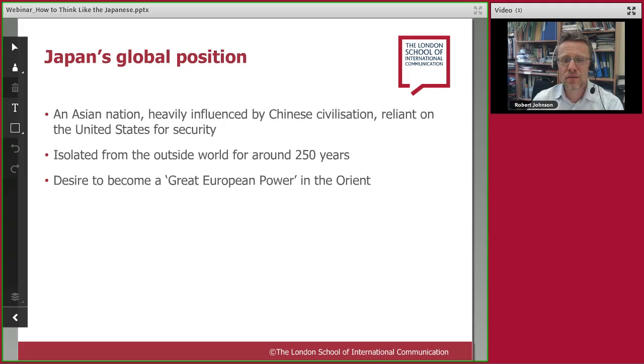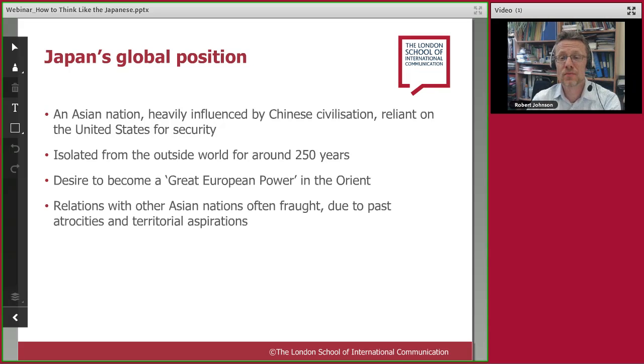And they really had a desire to become a great European power in the Orient. They wanted to be on a par with the great European nations. They looked at the British Empire and they thought, well, we would like to have a bit of that. But of course, even today, their relations with their neighbours are affected by what they did, the atrocities they committed, and the territorial aspirations they had in the first part of the 20th century.